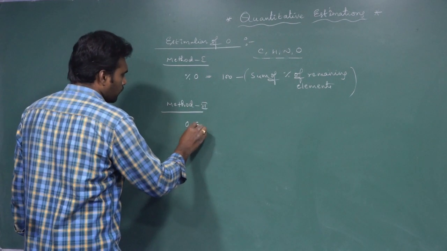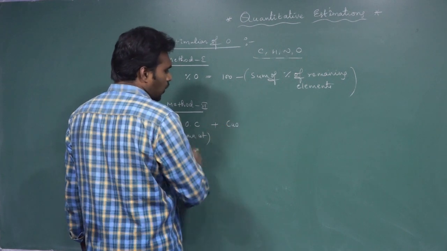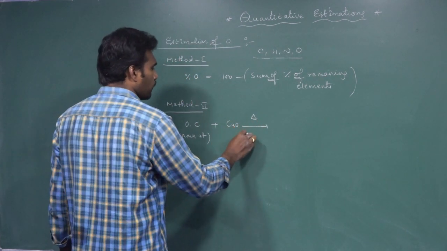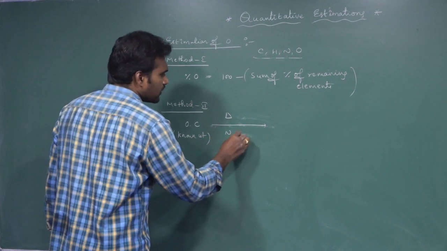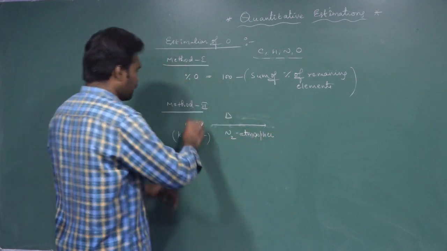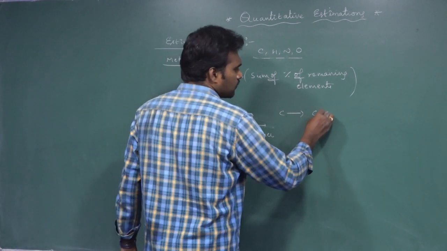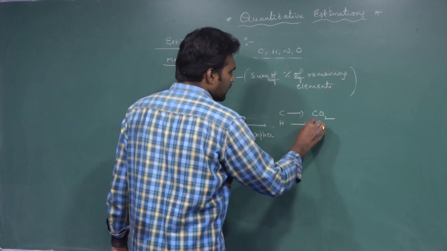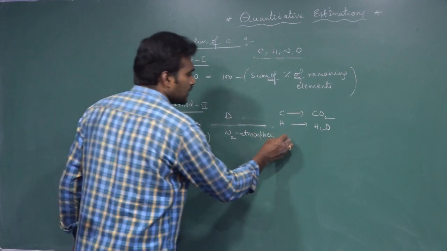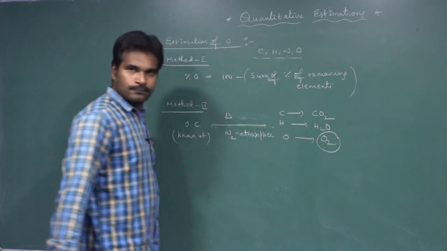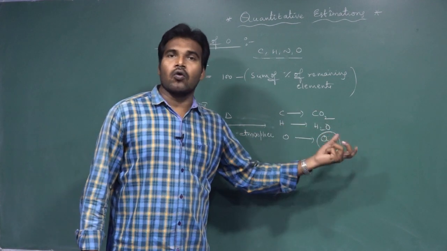take the known weight of organic compound. You oxidize this with copper oxide, or else no need of copper oxide, and heat this in nitrogen atmosphere. If you heat the organic compound in nitrogen atmosphere to very high temperatures, then the carbon comes out as carbon dioxide, hydrogen comes out as water. And if oxygen is present in the organic compound, the oxygen comes out as O2 gas.